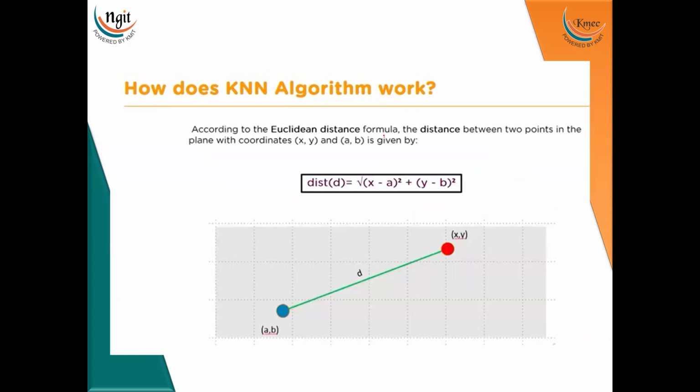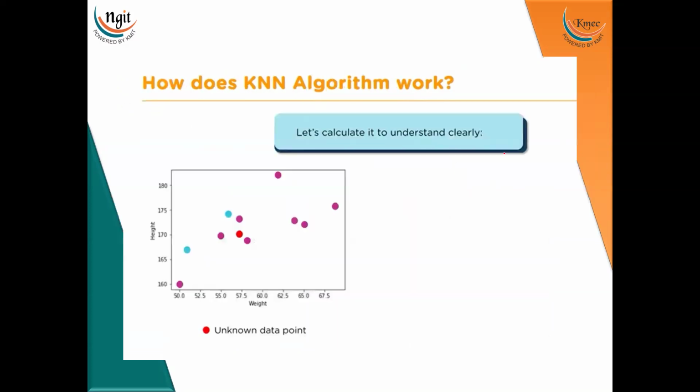According to the Euclidean distance formula, the distance between two points within a given plane, with coordinates (x, y) and (a, b), is given by the square root of (x minus a) whole square plus (y minus b) whole square. This is the formula for finding the Euclidean distance between the two coordinates (x, y) and (a, b), under the square root. We are going to use this Euclidean distance to find the k nearest neighbors. Now let's calculate it to understand clearly.